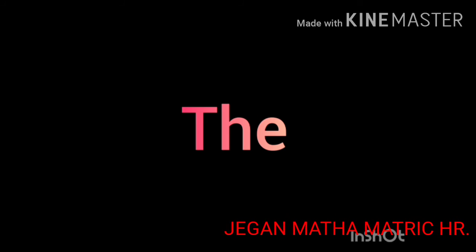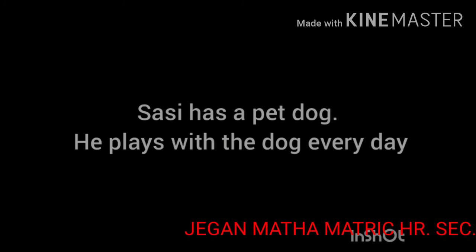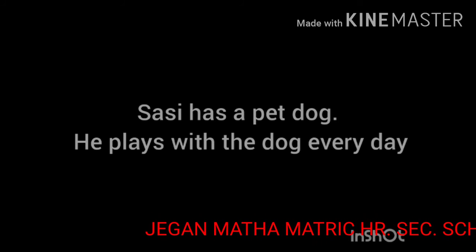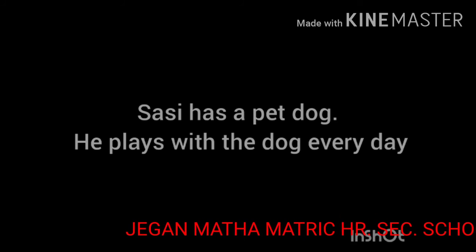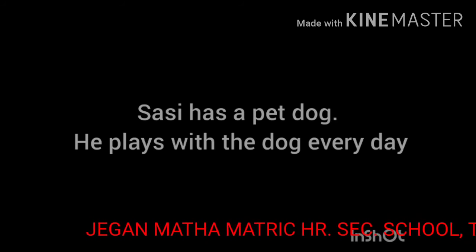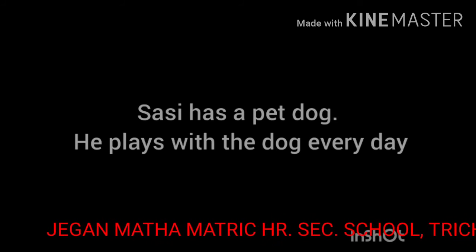And next, the definite article. We use the when we mention a person or thing for the second time. For example, Sasi has a pet dog. He plays with the dog every day. So first time we use a pet dog, and then second time the dog.